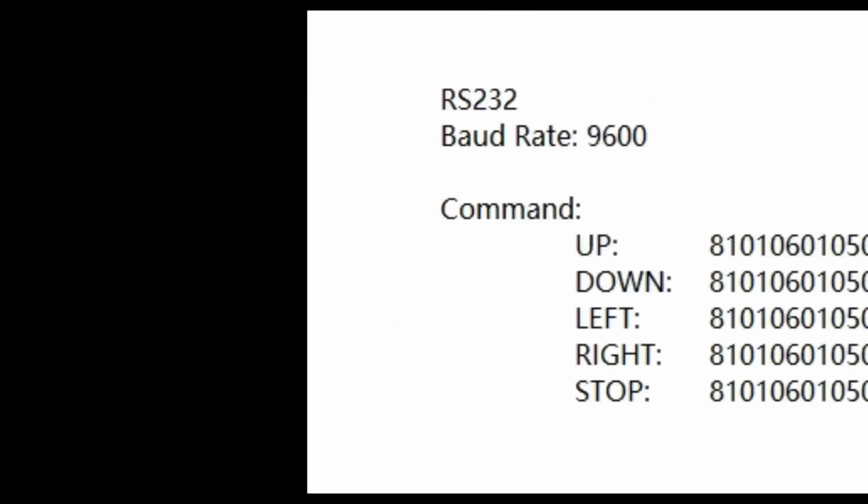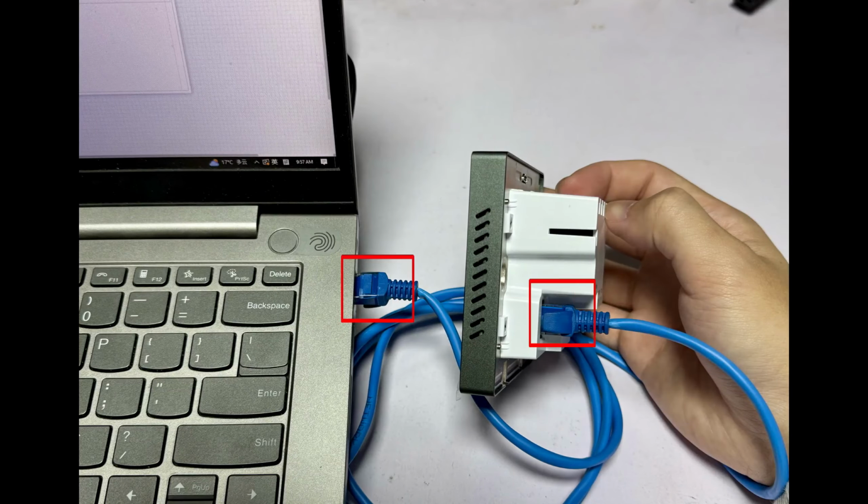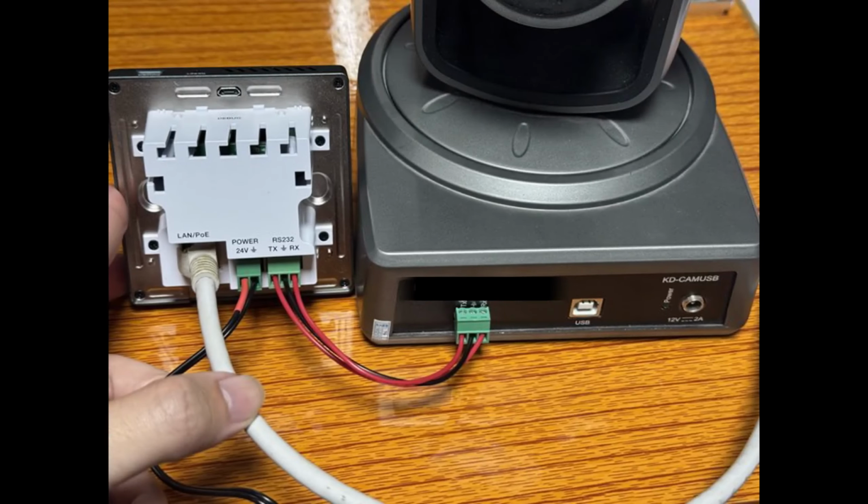Preparation. First, confirm the type of control interface and the API command list for the camera. In this example, the camera uses RS-232 to control. Next, complete the hardware setup. Ensure the PC and the central control system are connected to the same LAN. Direct connection is also an option. Connect the camera's RS-232 port to the RS-232 port on the central control device.